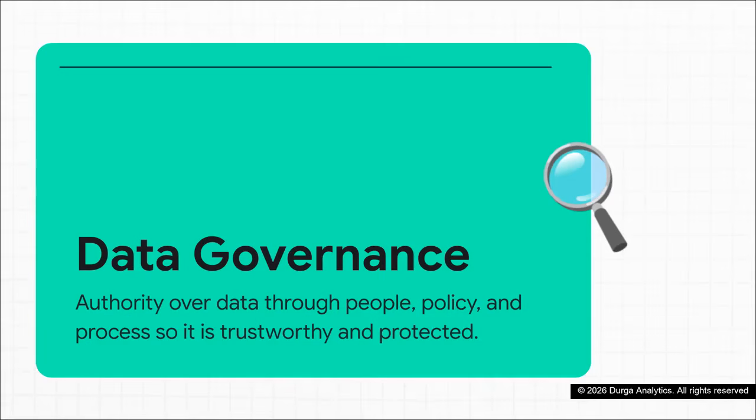Let's start with a definition you can actually use, something you can comfortably say to a chief executive without their eyes glazing over. Data governance is the exercise of authority and control over an organization's data through people, policy, and process, making it trustworthy, protected, and fit to use. Notice what's missing there. It is absolutely not a shiny software tool you buy.